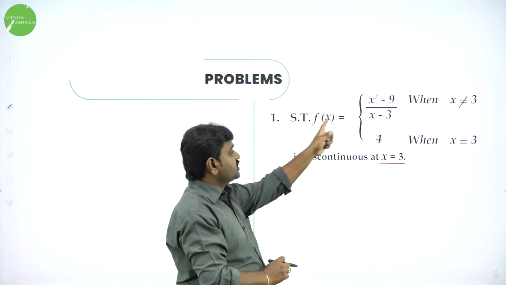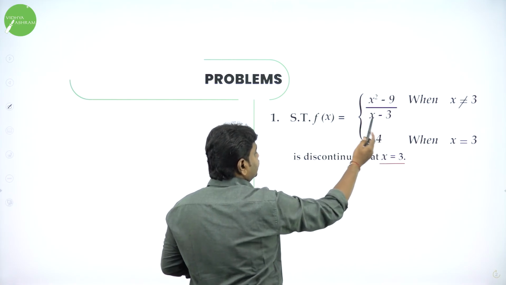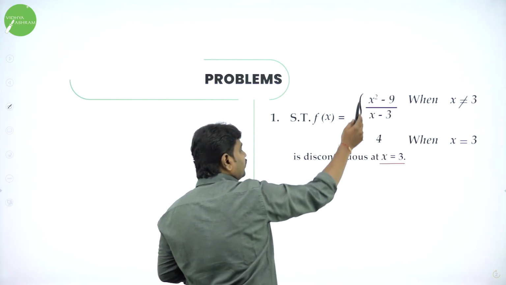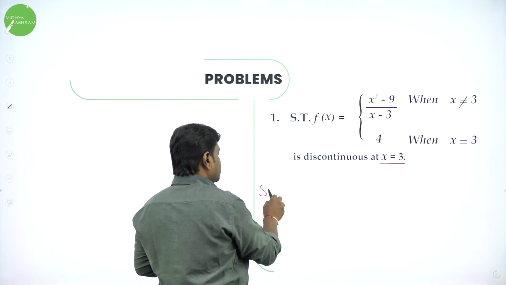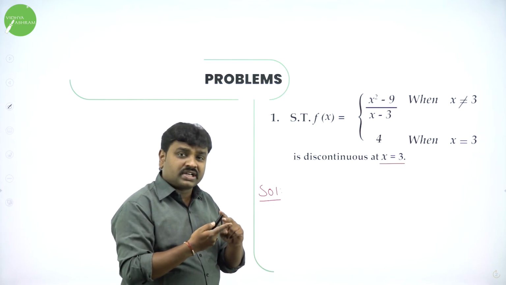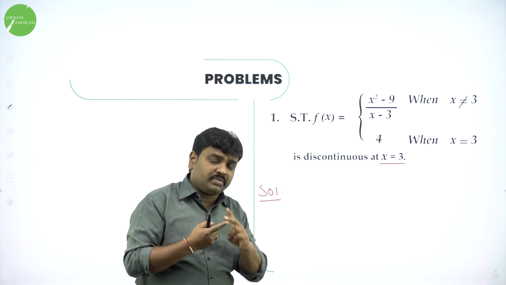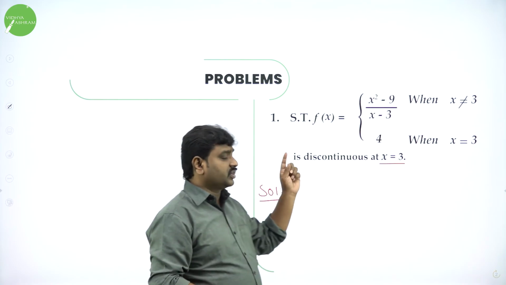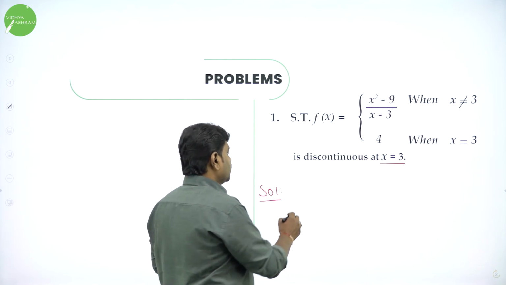See, whenever function is having more than one value, so now function has two different stages. When x not equal to 3, this is f of x. When x is equal to 3, this is f of x. In such cases, we need to prove LHL, RHL, f of a, all three are same. Left-handed limit, right-handed limit and functional value at 3, if they are same, then it will be continuous. So first step is you should find LHL.